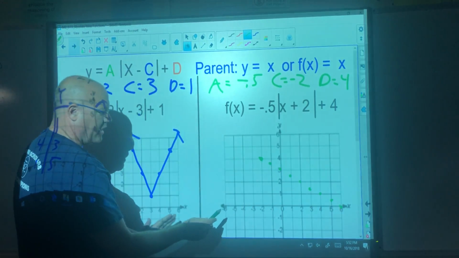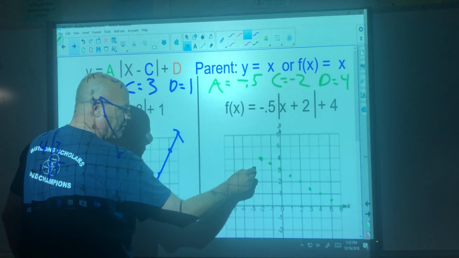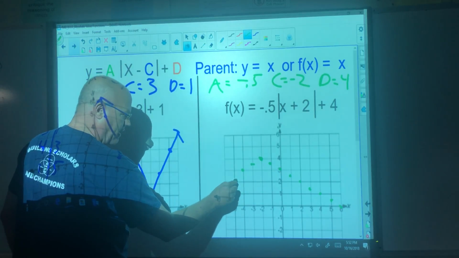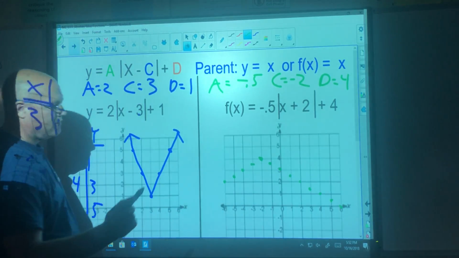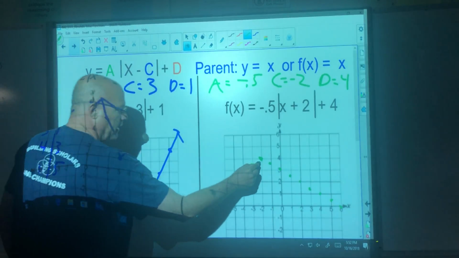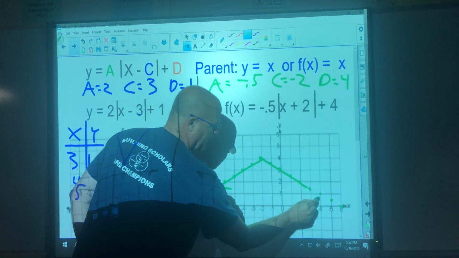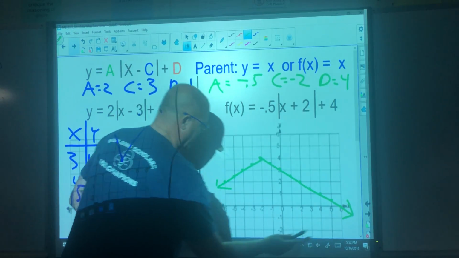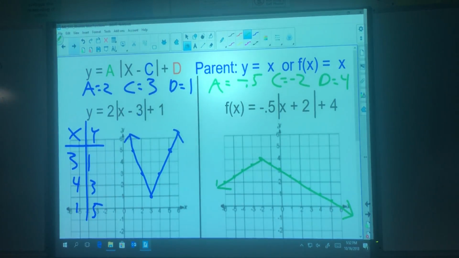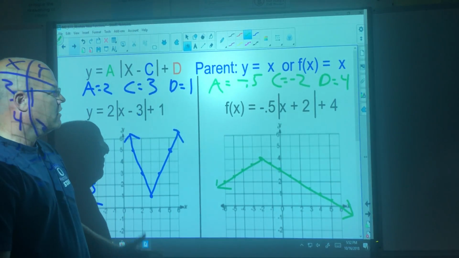Okay, I've got to do it the other way as well. So it's over 1 this way, down a half, down a half, down a half, down a half. All right, and there's my V. Only this part shows on my graph, but obviously I can keep going and make it look nice and pretty.